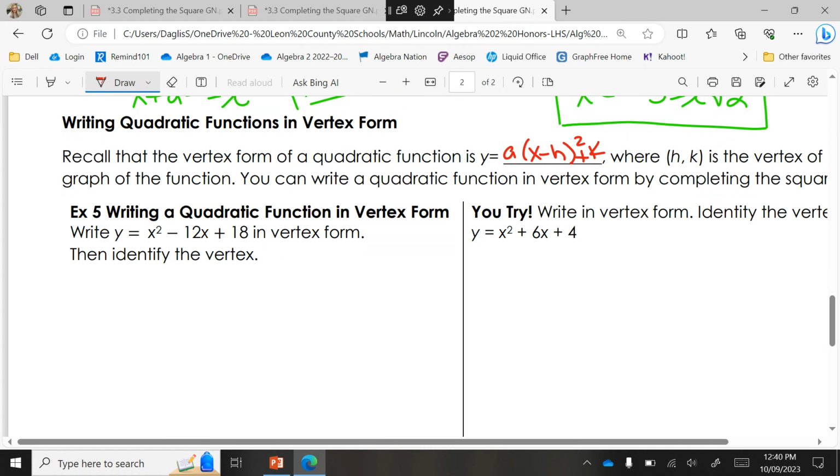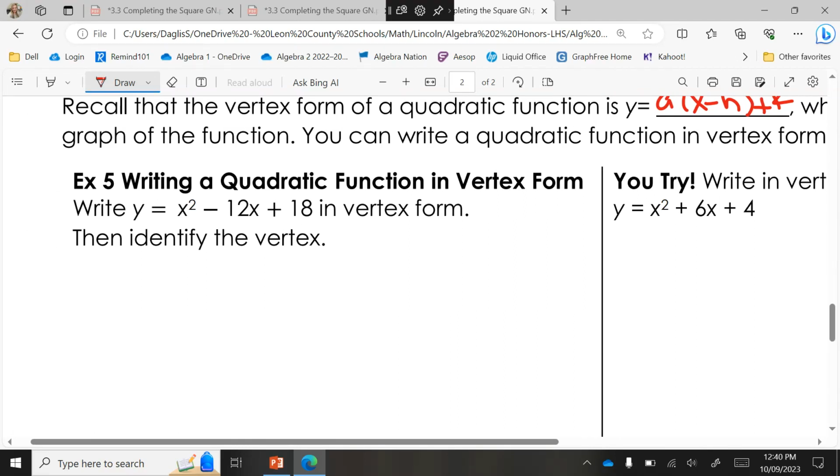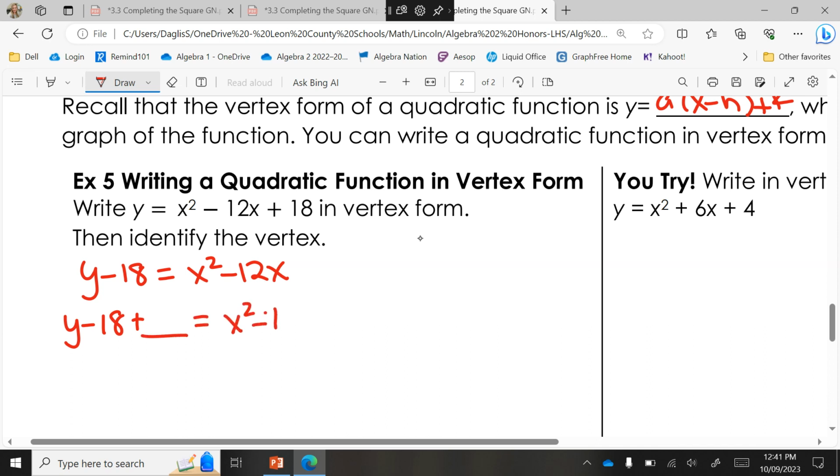So we're going to do the same process that we just did. The 18 is in the wrong spot, right? How are we going to move it out of my way? Subtract it. What's already over on the other side, though? A y. No, not anymore. Now it's a y. So when I subtract it, it's going to be y minus 18 equals x squared minus 12x. I would, to make life easier. So when I bring in my perfect square, we will still add it to both sides. That is still a thing.